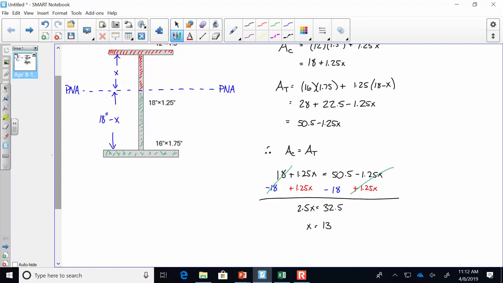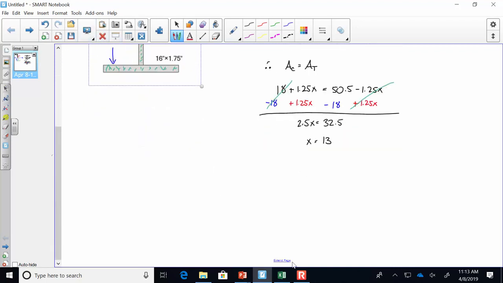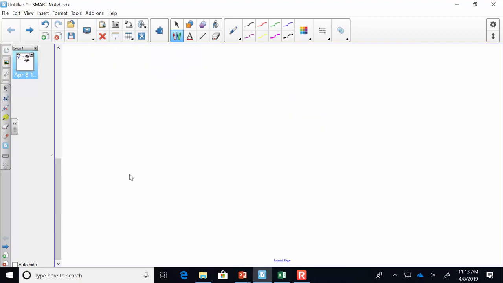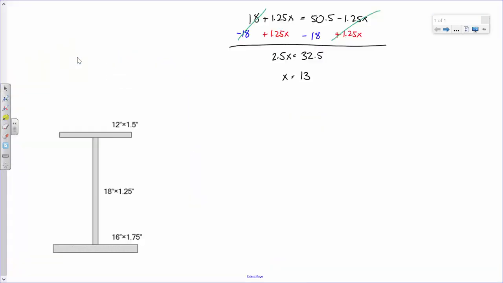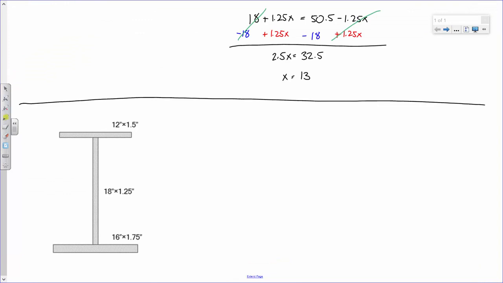What do you think? Sound good? Okay, so that tells us where the location of the plastic neutral axis is. So let me redraw that down here because I want to make a point about that. You all don't necessarily have to do this. So what did we get? Let's see if I can draw that out. So really it looks like this.